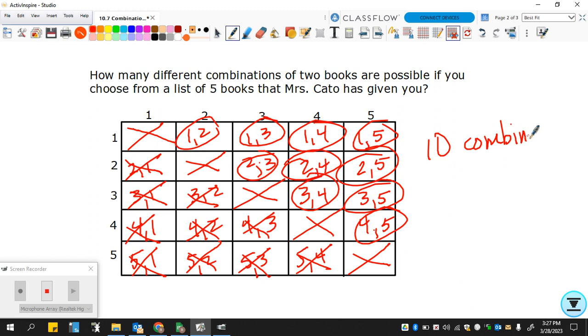All right, so that's the easiest way of doing that. It's important to remember that the order does not matter. Okay, that's why we're able to mark all these out down here.